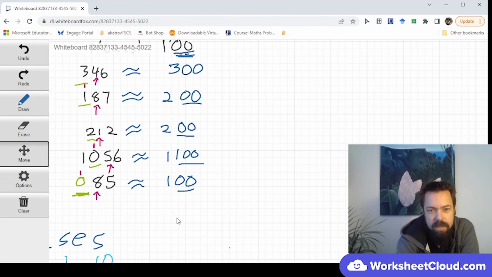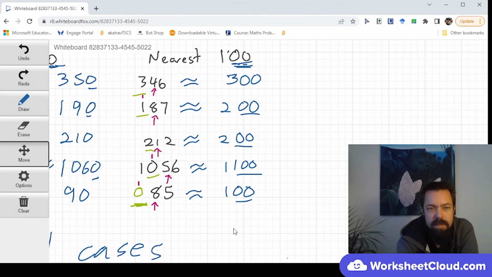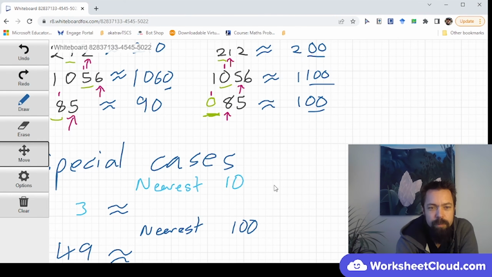I hope this is starting to look familiar. You can start to see how it doesn't matter what you're asked to round off to. If you know the place, you'll be able to round that off.